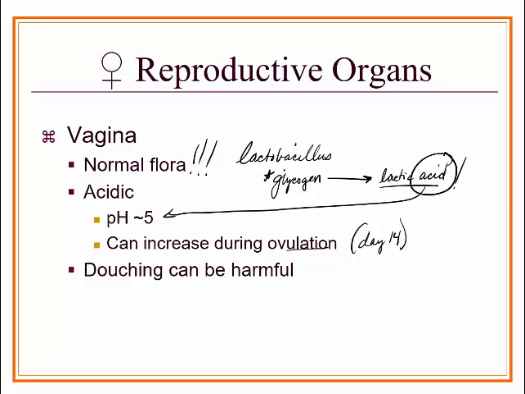So if the pH can increase, I think I might have said decrease. If I did, I apologize. Meaning that it can go to a higher number and become more alkaline, and in more alkaline conditions, the vaginal canal is more hospitable to the growth of other organisms, including yeast, which is a normal flora organism. It's just in very low quantities.